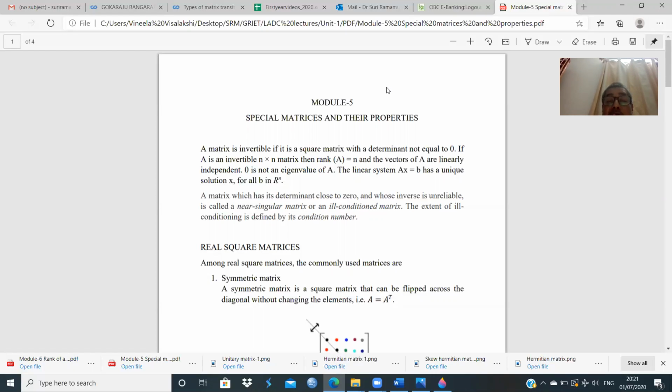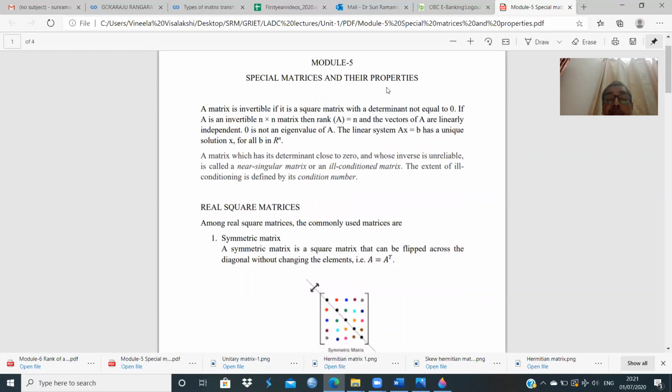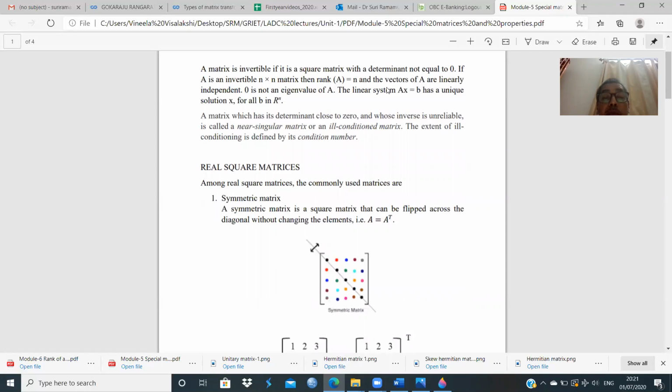Now let us broadly classify today's discussion into three parts. One is the important real square matrices. Of course, this is not an exhaustive list. And then we'll follow this up with complex square matrices and some of their properties.